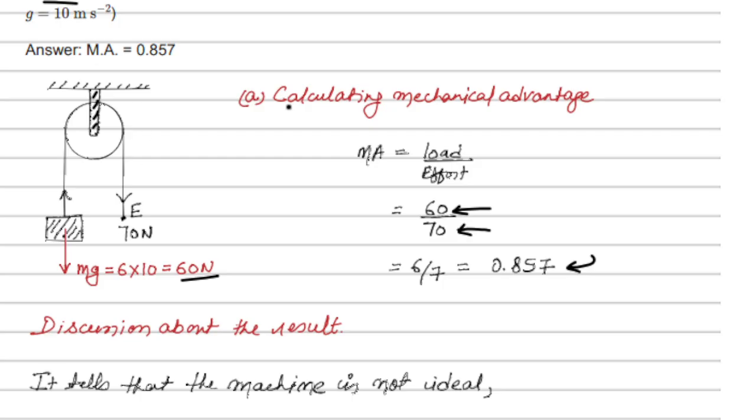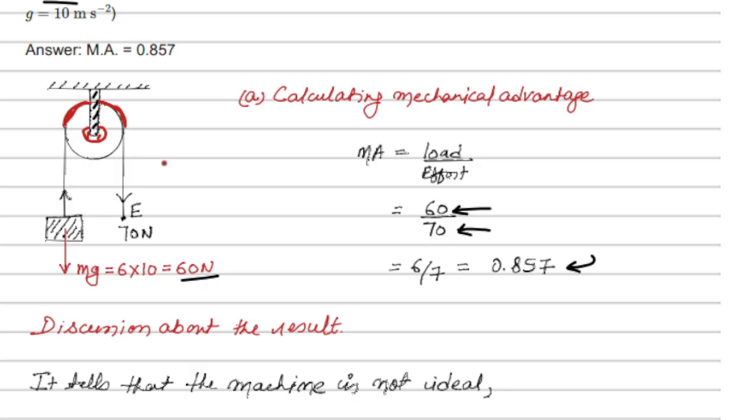Why? Because maybe, let me use a different color, maybe some force we need to apply to overcome the friction, right? Between the rope and the pulley. And also, as this rotates, the pivot is there, right? So that friction also is coming into the picture. So we have to factor that in also. That's why we have to put more effort to compensate for this.